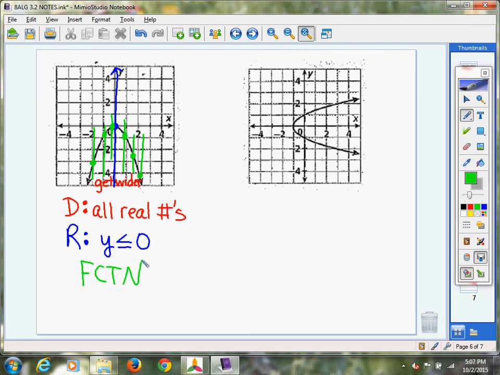So here's an example of a function. Now I will tell you, all circles are never going to be a function. All circles are not functions. And all parabolas that open either up or down are functions. So if you just want to memorize that, that's fine too. But the vertical line test works beautifully. That's the best way to tell from a graph.